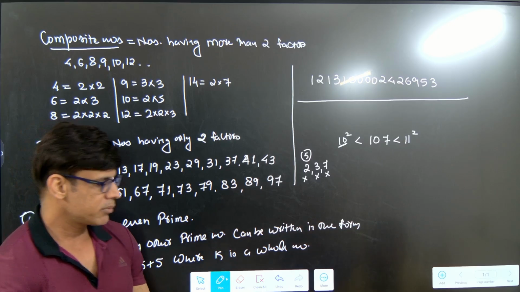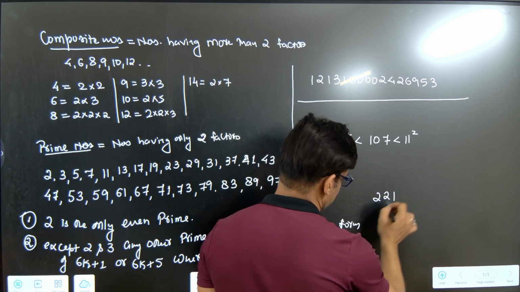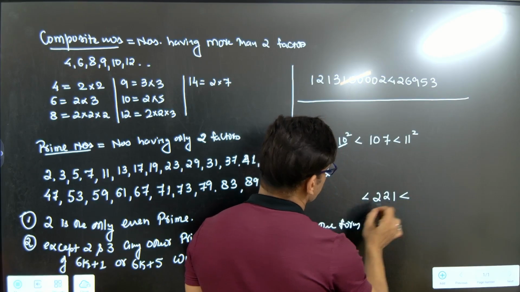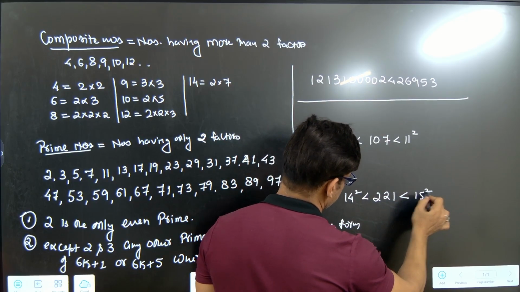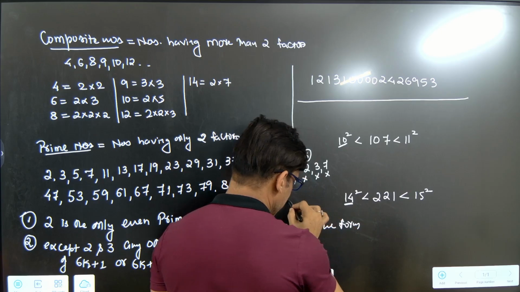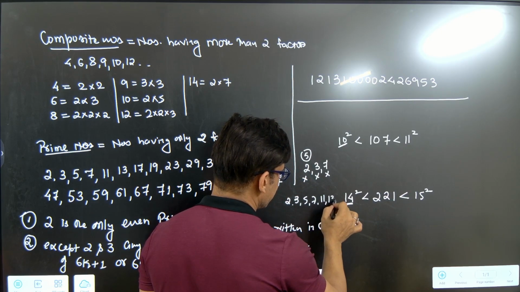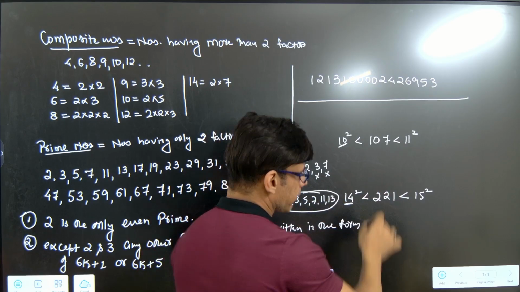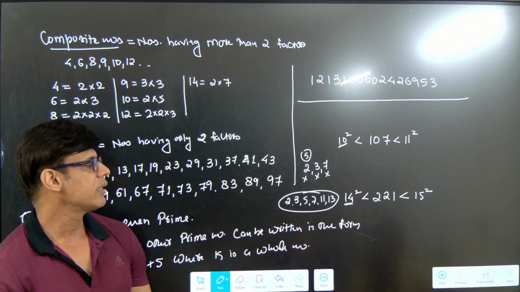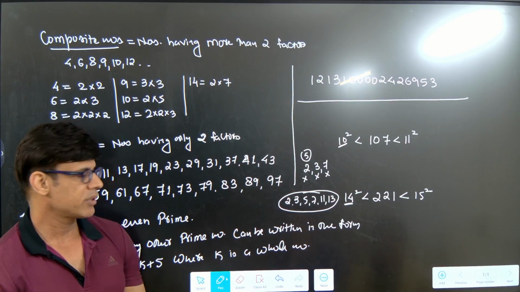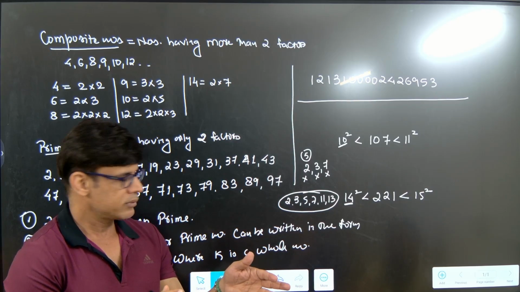If I take a larger number, let's say 221, which two perfect squares does 221 lie between? 14 squared and 15 squared. So I have to find all the prime numbers less than 15: 2, 3, 5, 7, 11 and 13. That means I have to check 221 with all of these numbers: 2, 3, 5, 7, 11, 13. If it is divisible by any of the prime numbers, 11.